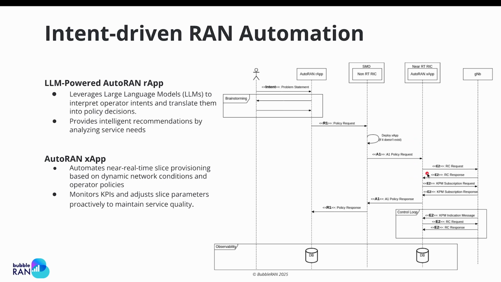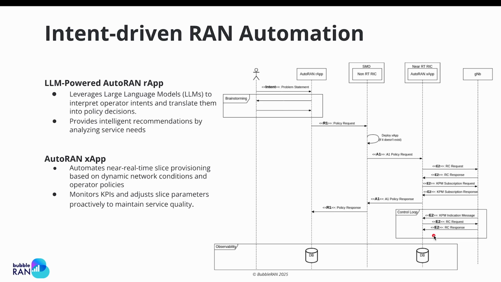After that, the AutoRAN xApp sends RC requests, RAN control requests, and KPM subscription requests to the GNode B. After that, we have a control loop between the xApp and the GNode B. The GNode B periodically sends KPM indication messages to AutoRAN, and AutoRAN, based on these KPIs, can change slice parameters like PRB if needed via RC requests.